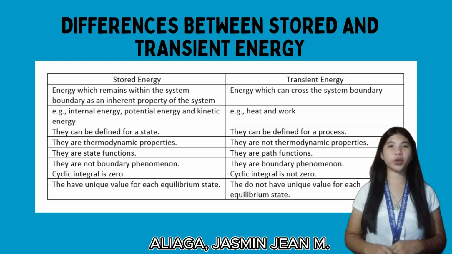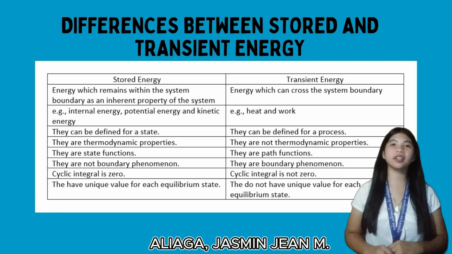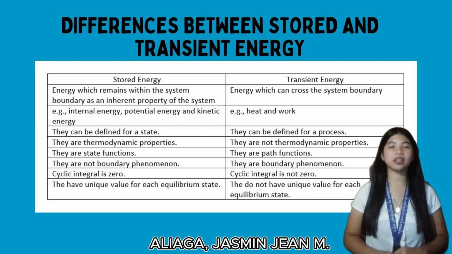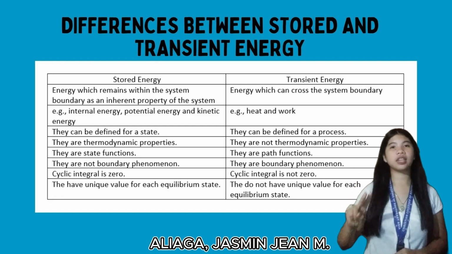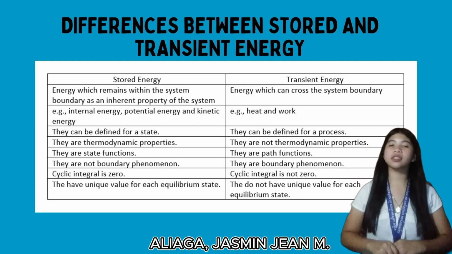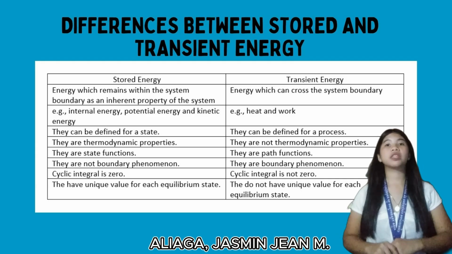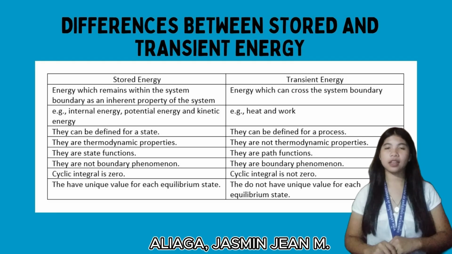To differentiate stored energy and transient energy, here's the table. Stored energy is energy which remains within the system boundary as an inherent property of the system, while transient energy is energy which can cross the system boundary. Examples of stored energy are internal energy, potential energy, and kinetic energy, while transient energy are heat and work. Stored energy can be defined for a state, while transient energy can be defined for a process.